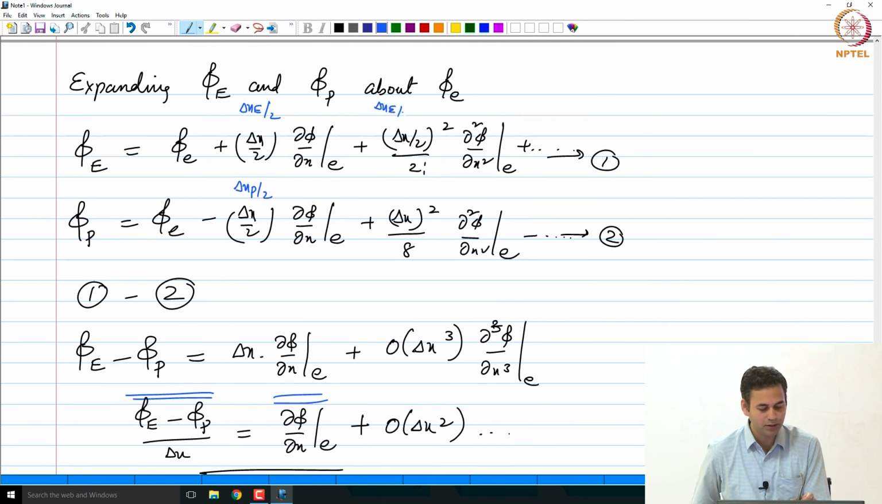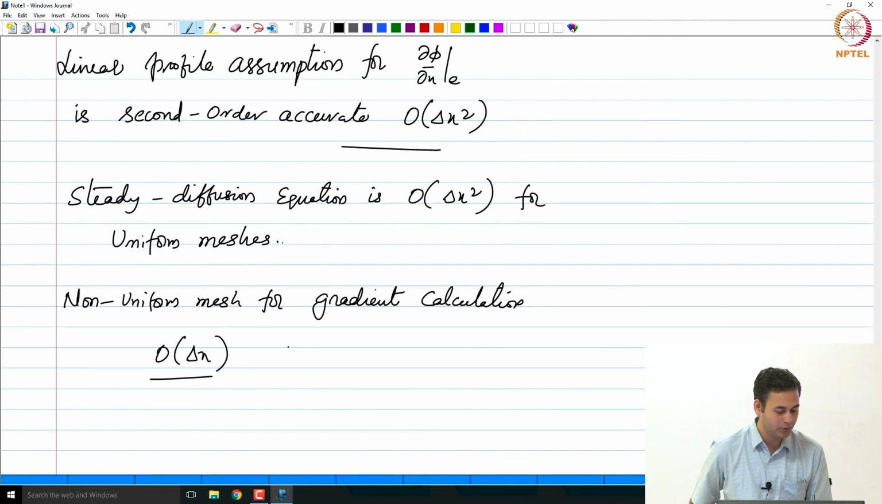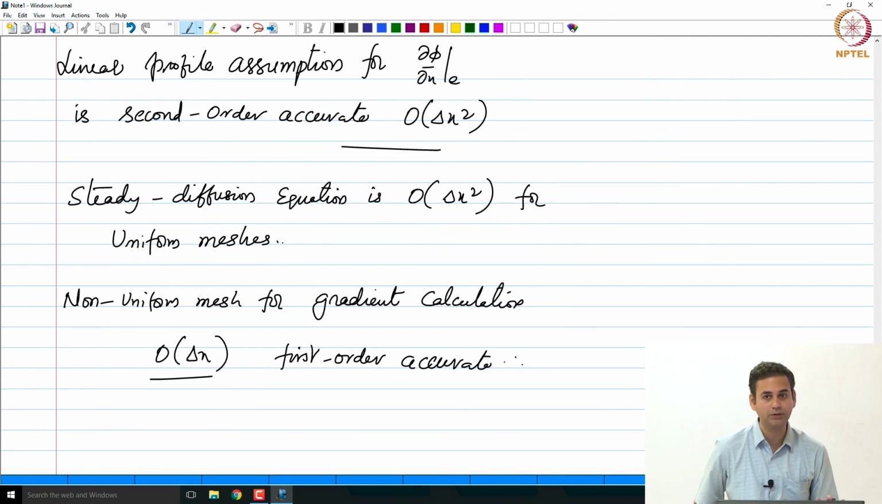This is delta x E by 2 whole square, and this would be delta x P by 2 whole square, right. As a result, you would not get order delta x square terms, rather you would start getting terms which are order delta x. That means it will be only first order accurate if you have non-uniform meshes. As a result, if you have non-uniform meshes, the total order of accuracy will come down to first order, because some terms are first order accurate.